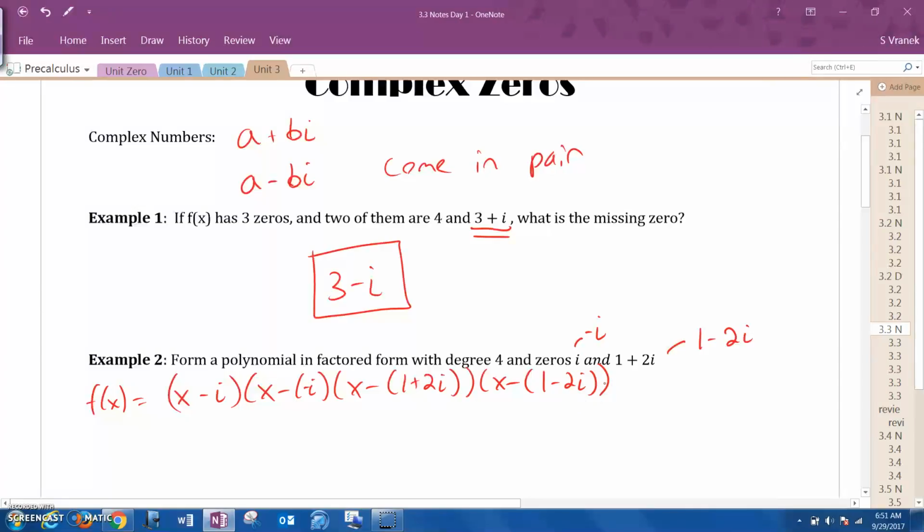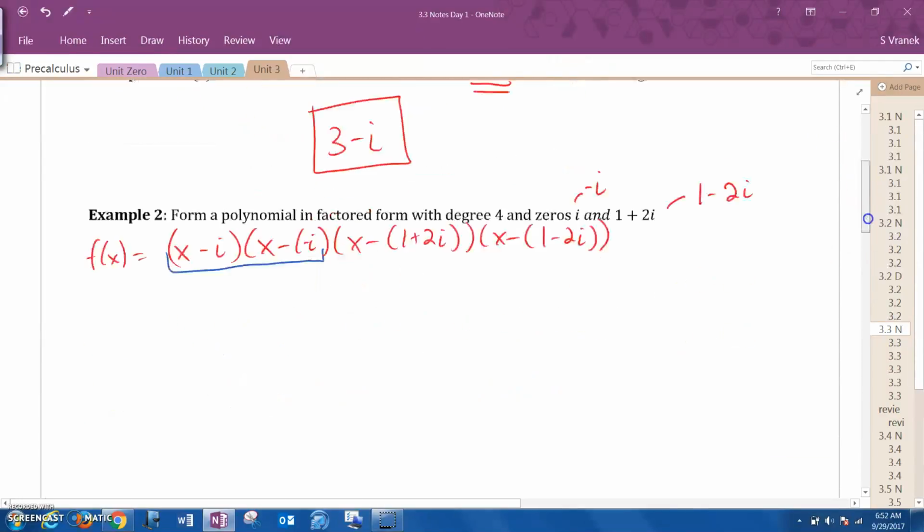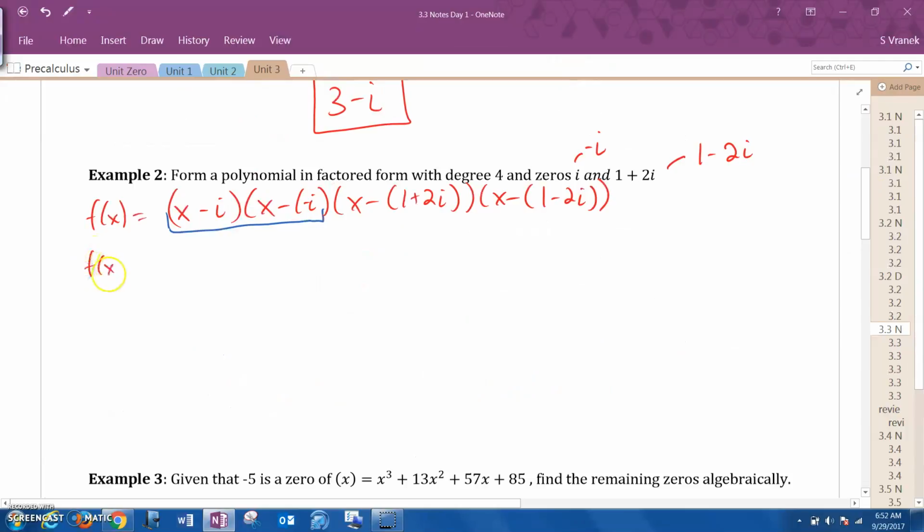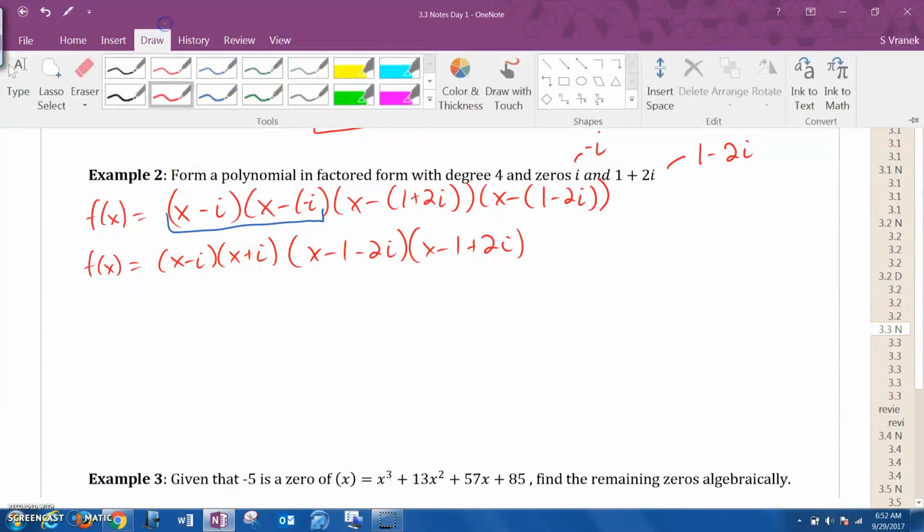So there we go. Now we have to FOIL it. Now what I would say is FOIL the pairs. So FOIL this piece and FOIL this piece. And actually, you know what? We should probably simplify this a little bit more just to make it easier for the foiling part. So f of x is equal to x minus i and x plus i. This one over here will be x minus 1 minus 2i, x minus 1 plus 2i. Okay, now we can start multiplying. So it's like foiling from before, distributing.